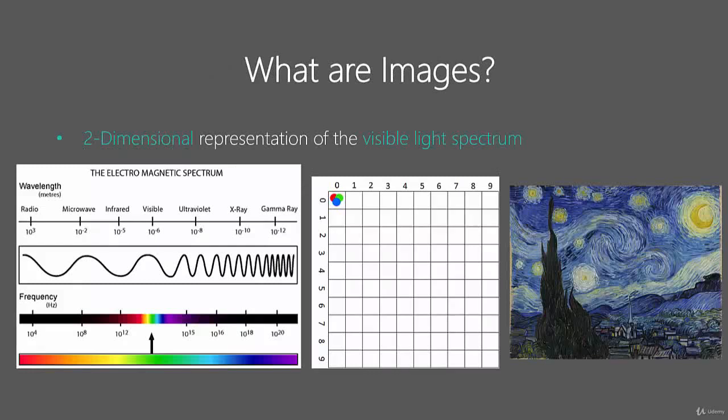Hi, so what exactly are images? Now I have a one-line definition here for images, which tells us that images are a two-dimensional representation of the visible light spectrum. So what exactly does that mean? What does two-dimensional mean in this context?